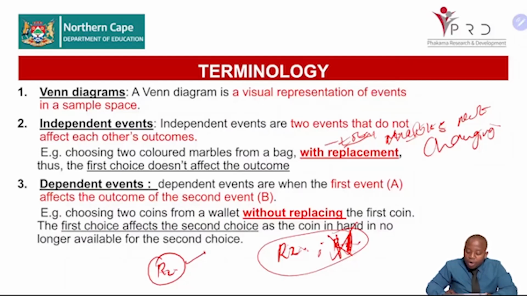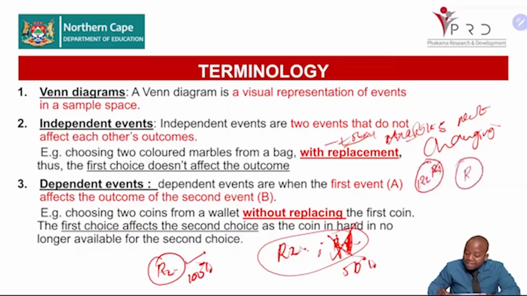So you can see that not replacing that coin of R1 affects the second choice, because this was 50%, now it is 100%. But if the events were independent, we would replace the coin and remain at 50% again. So if you go back to the independent events, I have R2 and R1. Then I take out R1, and on the second event I replace the R1 again. So we're still at 50% on the second choice.